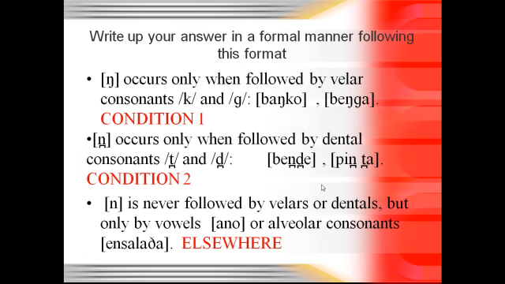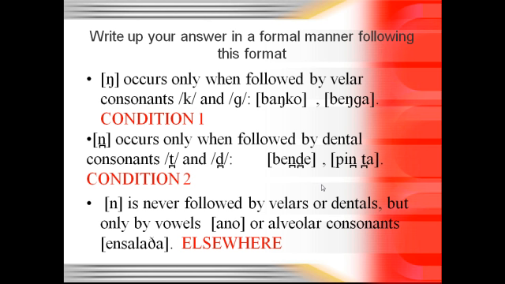Write up your answer in a formal manner following this format. I want you to start from the paper and scratch paper. So we have the N, and you can start doing your hypothesis: N occurs only when followed by velar consonants, like kanga, and then you give an example. That's the thing that I want. You put that as condition number 1. And then N occurs only when followed by dental consonants, like bende, pinta. And then you put examples too, maybe 1 per each.